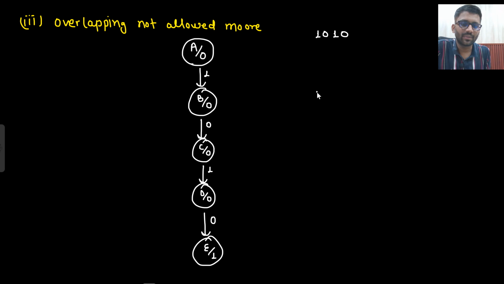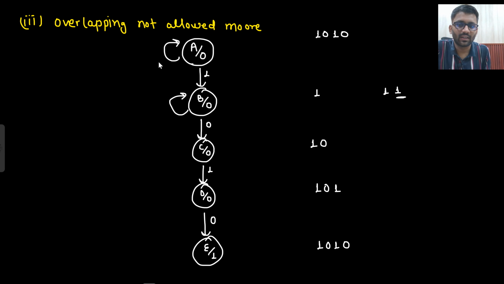So if I am at B, that means 1 has been detected. If I am at C, that means 1 0 has been detected. If I am at D, 1 0 1 has been detected. If I am at E, 1 0 1 0 has been detected. Let's talk about state B. If applied input is 0, I am going ahead. If applied input is 1, I will look for the best case, which is 1 itself. So I will come back here.